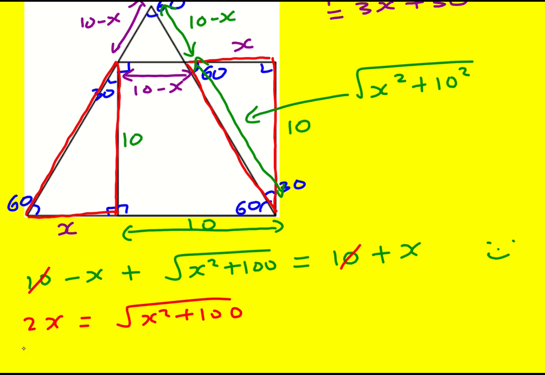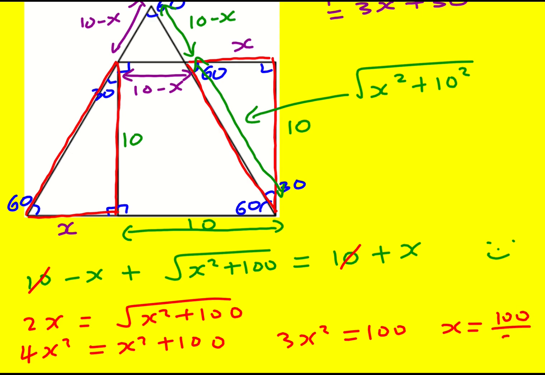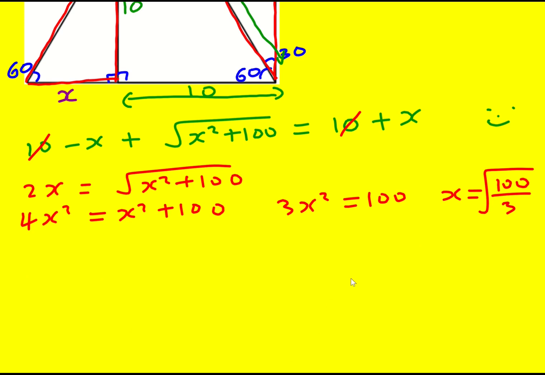We're going to square both sides. 4x squared is equal to x squared plus 100. Therefore 3x squared is equal to 100. And x is going to equal 100 over 3 square rooted. And once I've got that, I've basically got my perimeter. I just need to tidy it up a little bit.